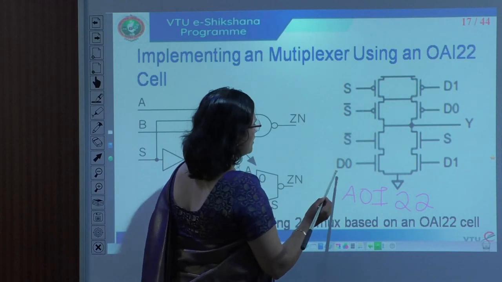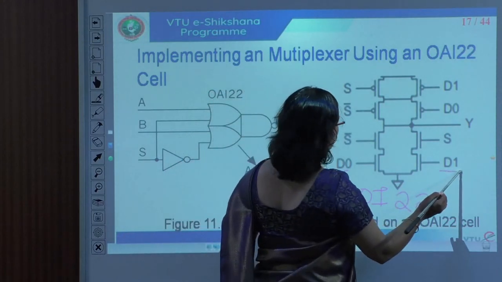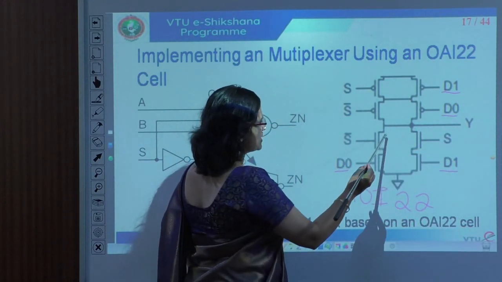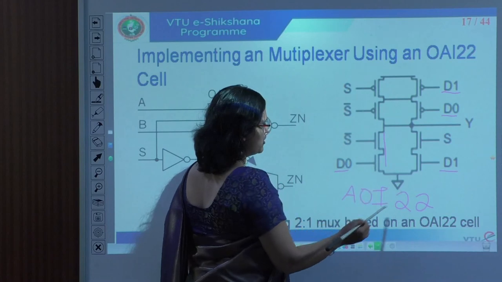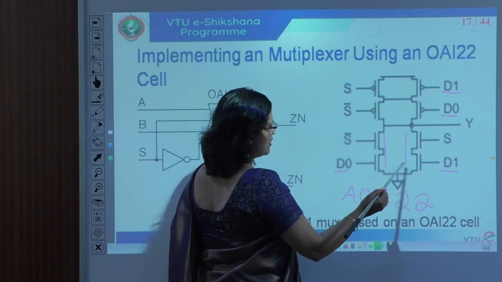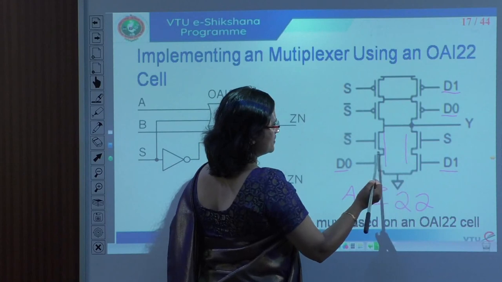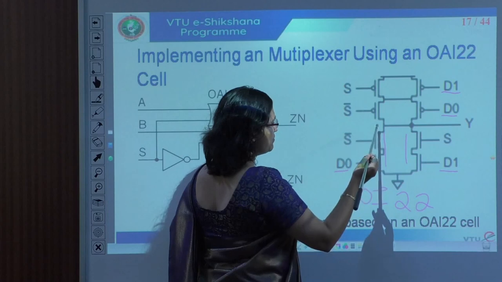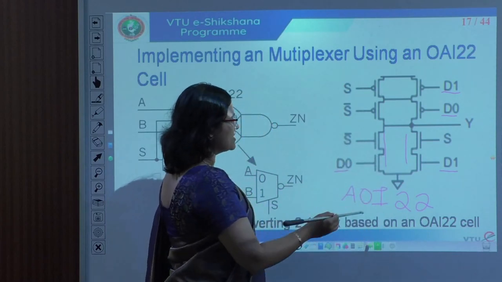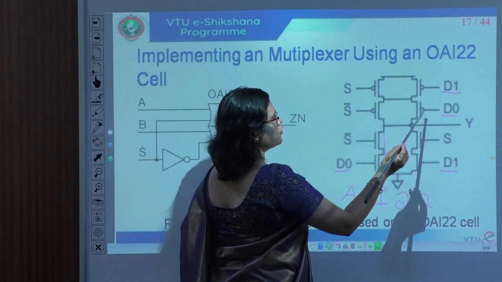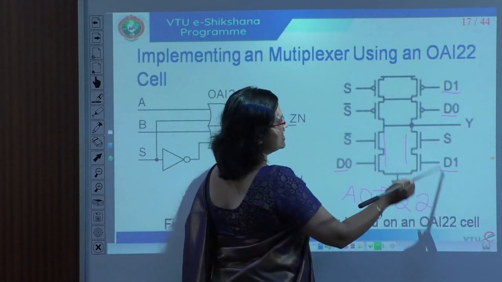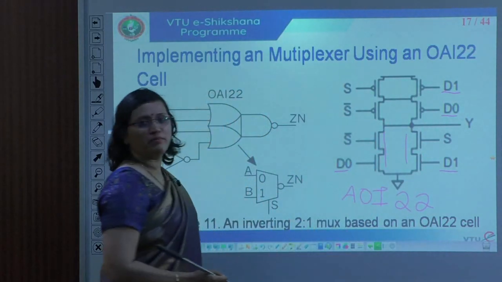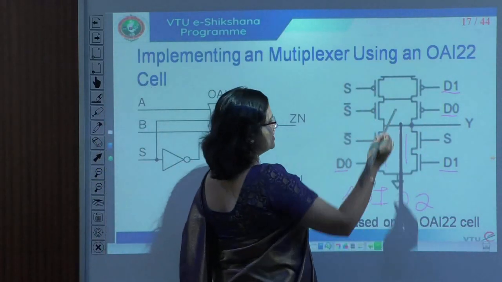There are two data inputs, you can see here in the PMOS side. Since it is AOI 2:2, here it is the AND form, and plus it is in parallel. If S bar and D naught are in series, obviously in the PMOS side S bar and D naught will come in parallel, and S and D1, which are in series, will become parallel, so both groups will be in series.